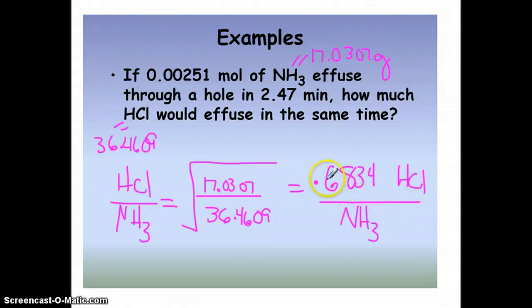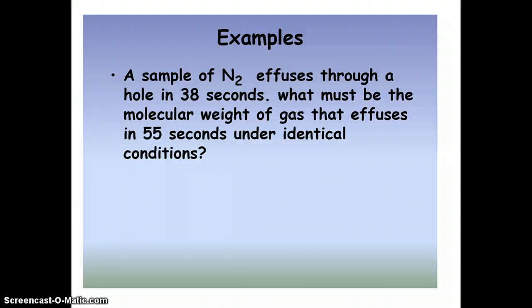So take this, multiply it by the moles of NH3, so multiplied by 0.00251, and you get 0.0017 moles. All right, so you need to see if this makes sense. We know that NH3 is smaller, therefore more should move through. This number is higher than this one, so this data makes sense. Okay? All right, let's look at another one.